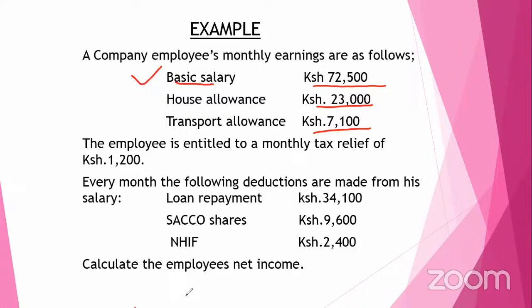Then we are told the employee is entitled to a relief of 1,200. Every month, the following deductions are made. So there is loan repayment, SACCO shares, and finally NHIF. So this is what I was calling deductions. So can you capture that question so that when we are moving together, you remember where we'll be getting these numbers from? Just capture the question first.